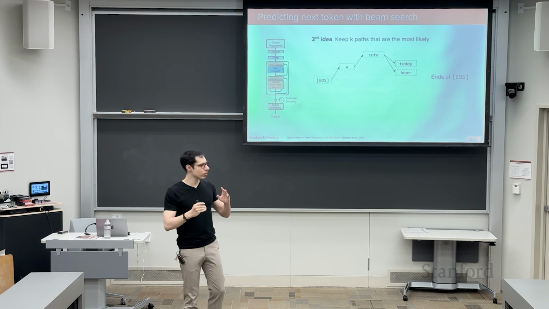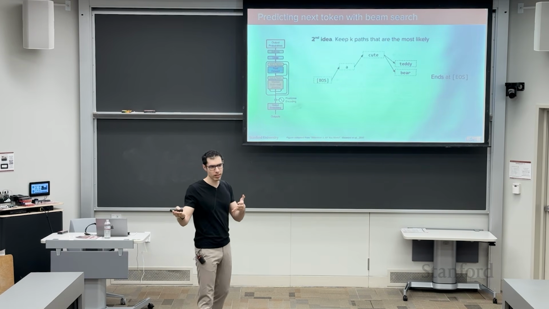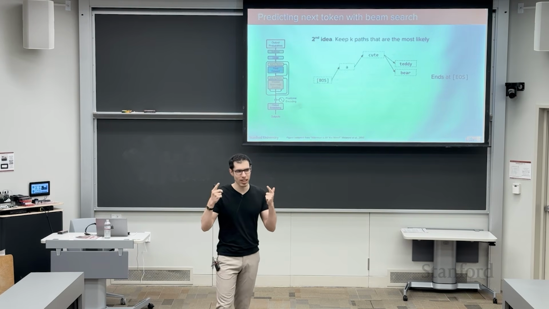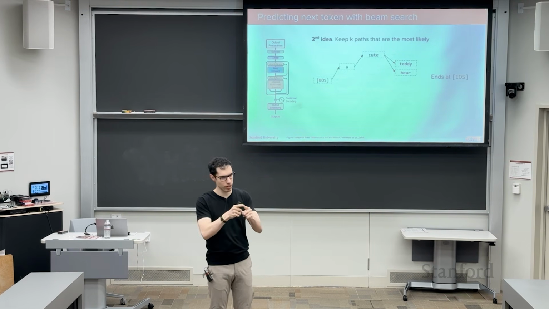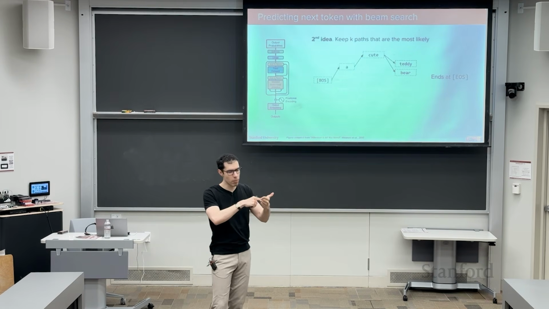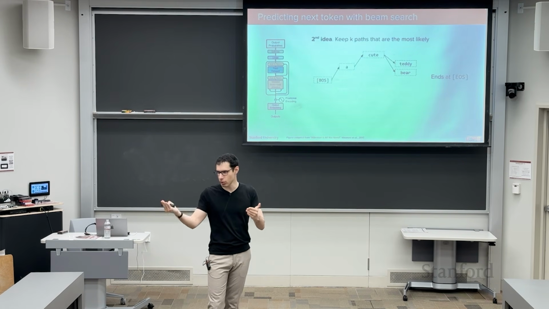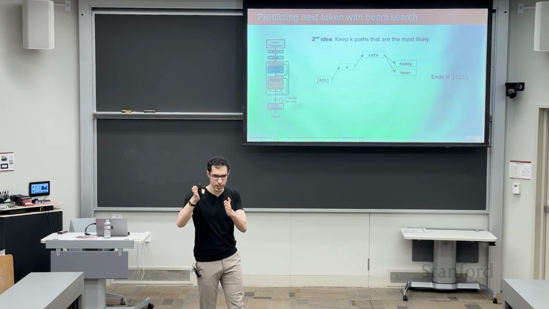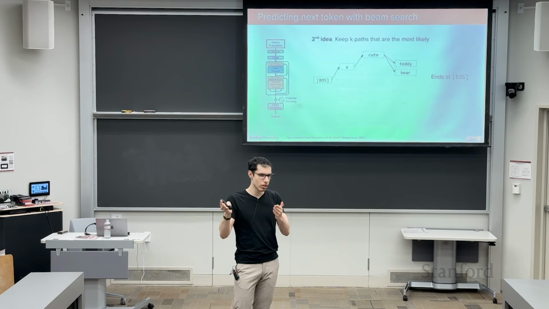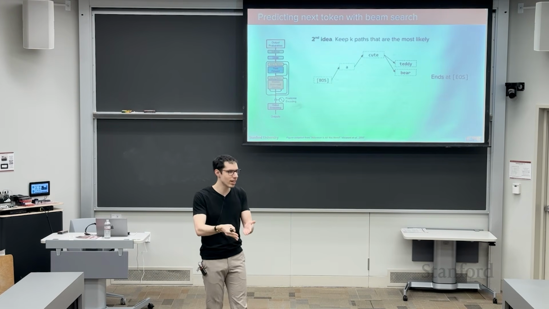Because if you think about it, all these probabilities are between 0 and 1. Think of it in the multiplied sense. The probability of the whole sequence is just a multiplication of the probability of each next token. The more probabilities below 1 you multiply, the more this quantity will go towards 0.